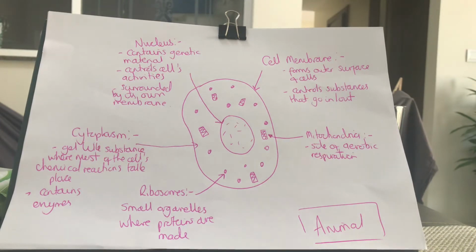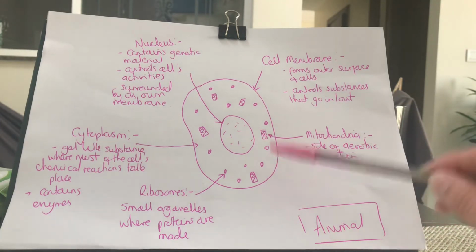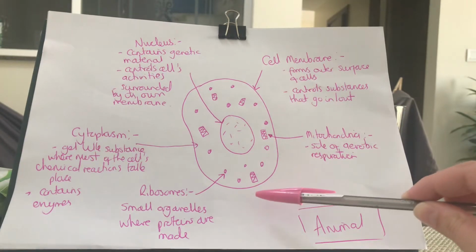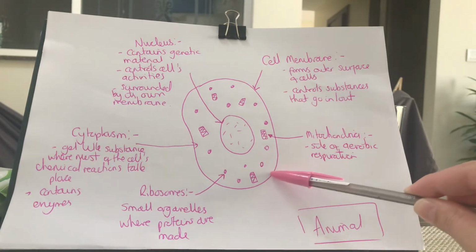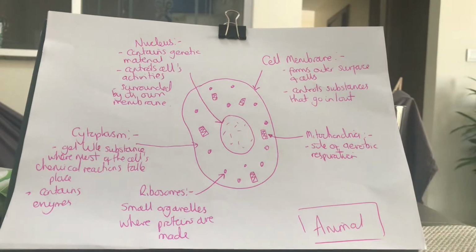So the first thing to recognise is this outer edge in an animal cell, not in a plant cell, just in an animal cell, your outer edge all the way around is your cell membrane. And that forms the outer surface of the cells and it controls substances that go in or out. So depending on the type of substance you're looking at, it could either pass directly through that cell membrane by diffusion or it might need a little bit of help getting across that membrane.